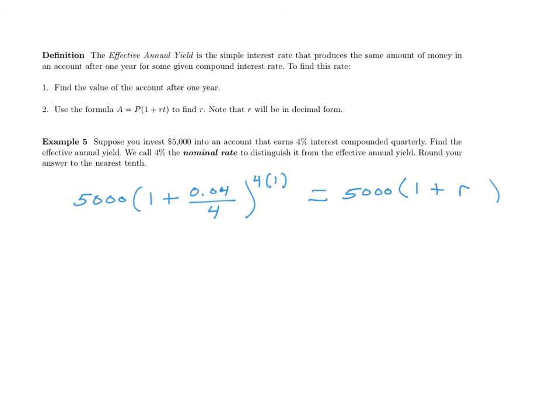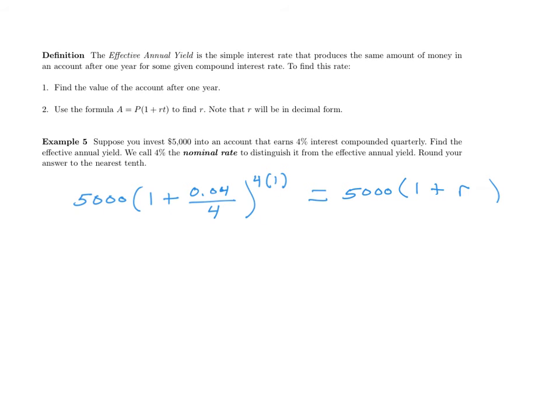So just to reiterate, all of this stuff on the left side here is the formula for compound interest. The nominal rate is 4% divided by 4 because we're compounding 4 times, raised to the power of 4 times 1, where this 1 is the value of the account after 1 year. This side is the formula for simple interest. It's the same principal amount. Then we have 1 plus r, and this is the thing we're solving for. This will be the simple interest rate that produces the same amount of money if we were to compound for 1 year. Okay, let's simplify this.